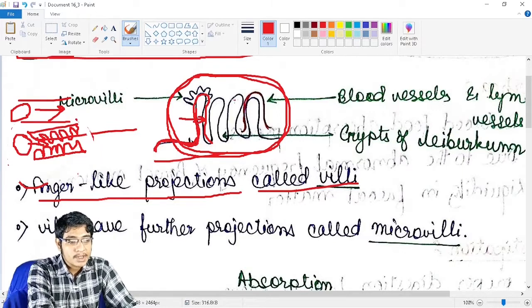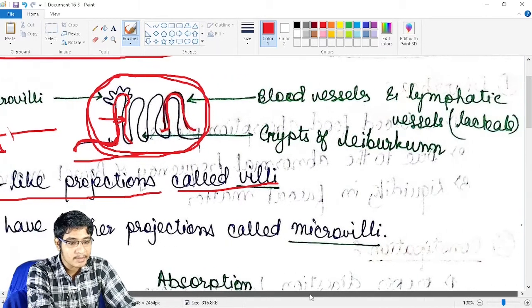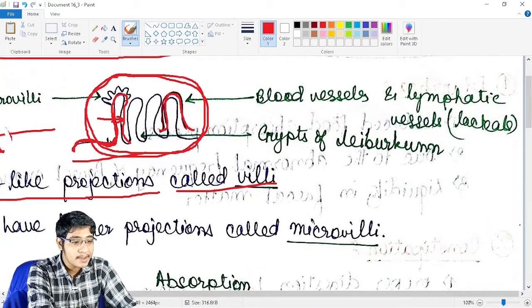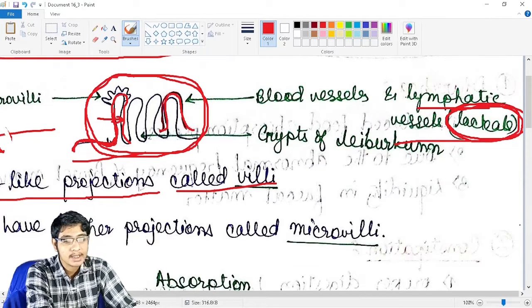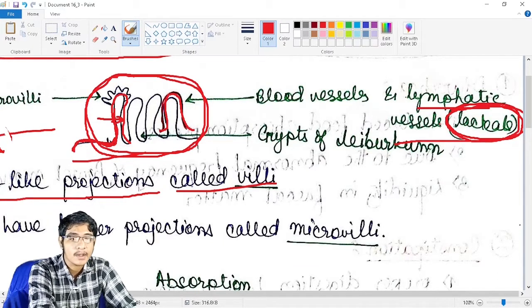So this is the structure of villi, and on the villi we have some blood vessels and lymphatic vessels. Lymphatic vessels are known as lacteals. You need to remember this. So what are the lacteals? Lacteals are the lymphatic vessels present on our villi.